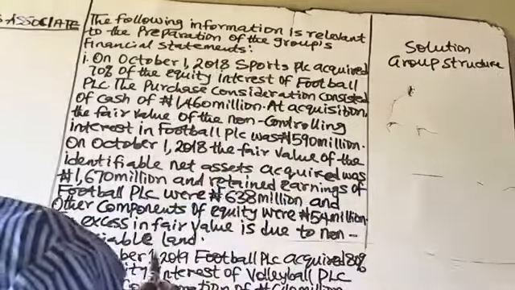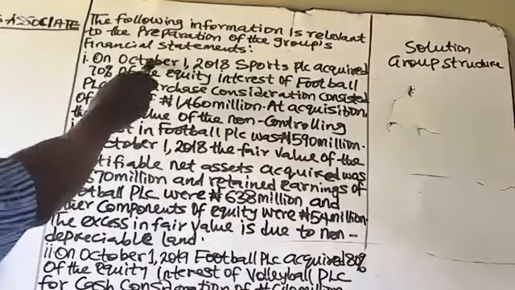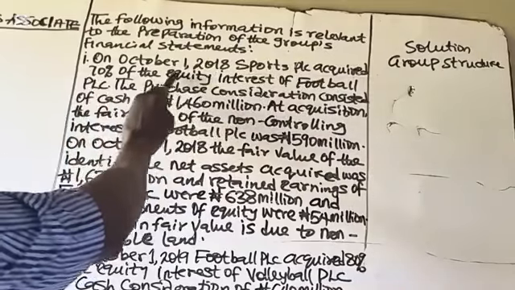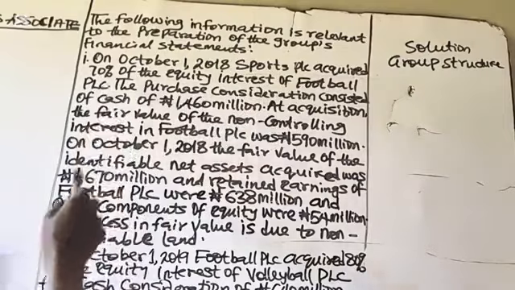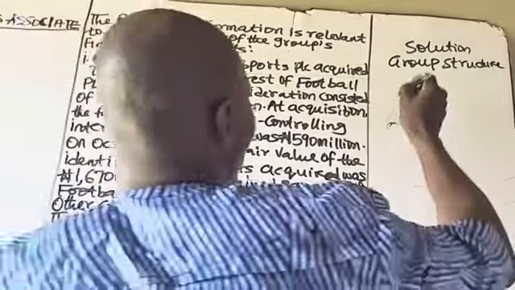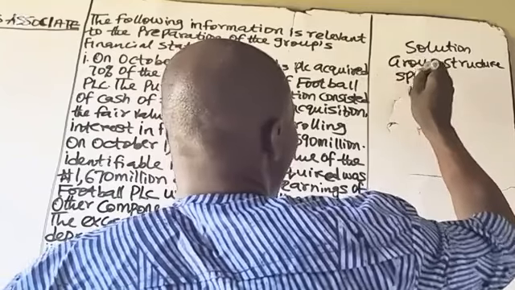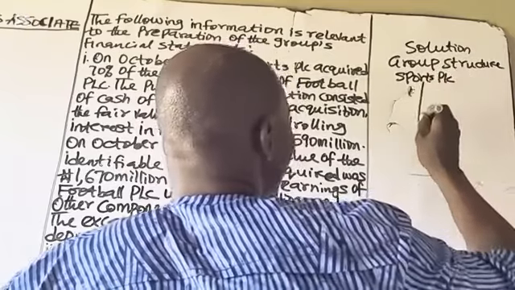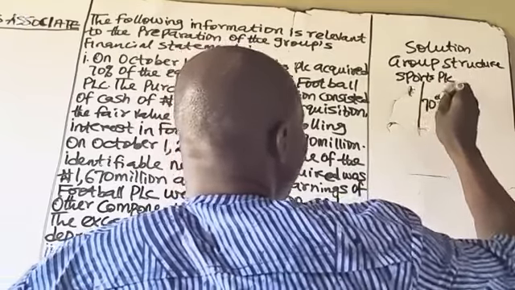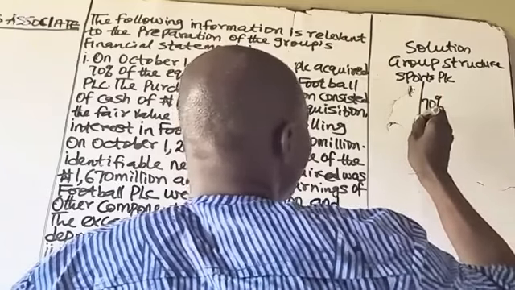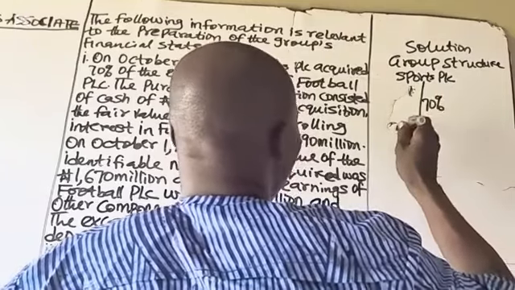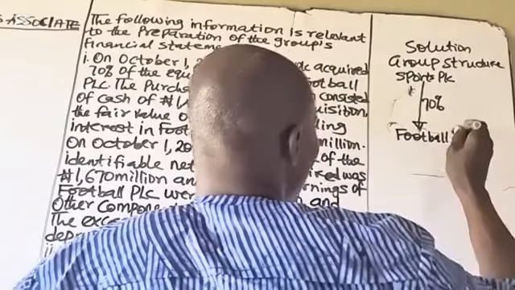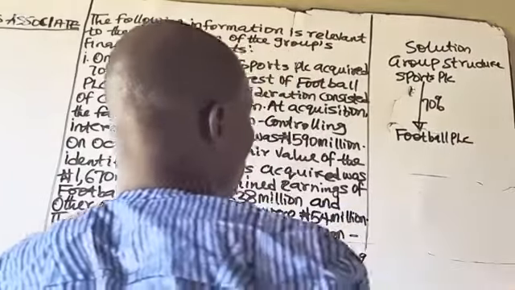We were told on 1st October 2018, Sport PLC acquired 70% of the equity interest of Football PLC. So we have Sport PLC acquired 70% of the equity interest of Football PLC.